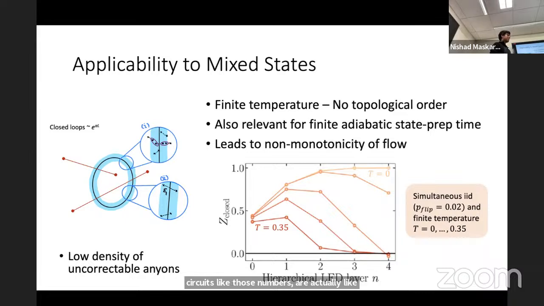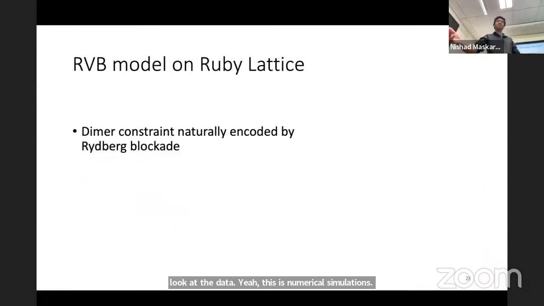So topological order has been prepared in an experiment, specifically these toric code experiments. Has or has not. I would say the answer is yes, but we can maybe talk about it when we look at the data. This is all numerical simulations in the toric code. Good. Okay, so let's talk about experiments.